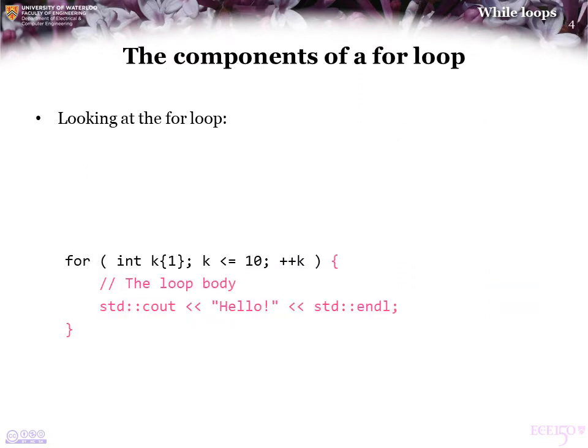Let's take a closer look at the for loop. As you can see, the for loop appears similar to the conditional statement. However, instead of the keyword if, we see the keyword for. Between the parentheses, rather than just having a single condition, we actually have 3 expressions separated by 2 semicolons. The first expression is the declaration of the loop variable and its initial value. So in this case, k is being declared to be of type int, and it is initialized with the value 1.